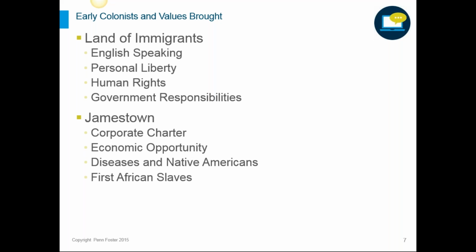But as Jamestown is able to expand its abilities, actually gaining greater opportunities with particularly tobacco farming, we end up seeing the expansion of the first African slaves. When the colonists tried to use Native Americans as their slaves, they were not nearly as successful. Many Native Americans were dying from diseases, dying from the work.